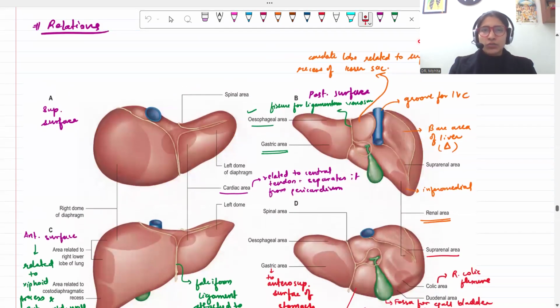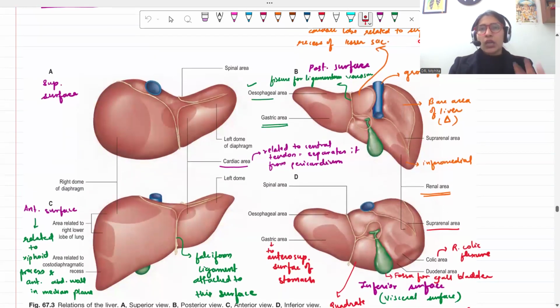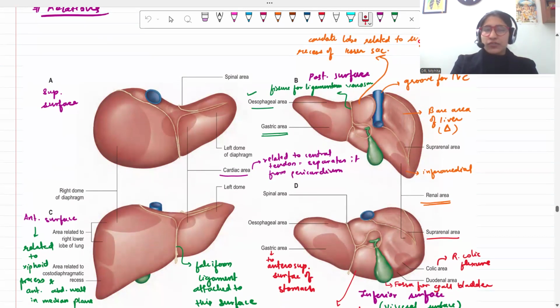So now coming to the relations, we will talk about 5 surfaces, relations of all 5 surfaces. Starting with the superior surface, it is very easy. Superior surface is all in contact with the diaphragm. So superior surface will have relation with the right dome of diaphragm, left dome of diaphragm, and the central tendon of diaphragm, which is separating the liver directly from the heart, the pericardium of the heart. That's why this area is marked as cardiac area.